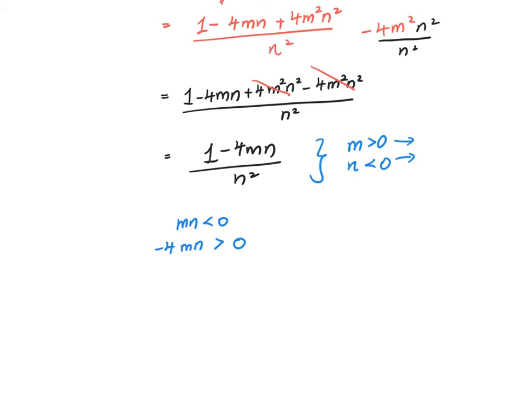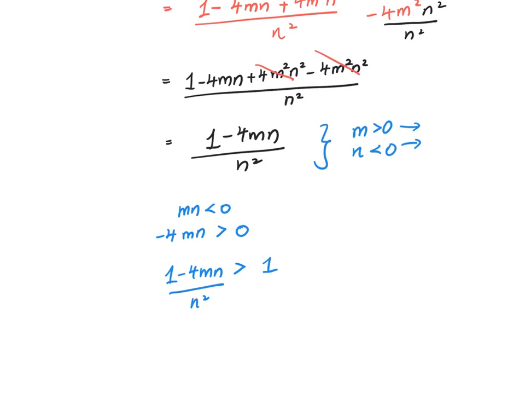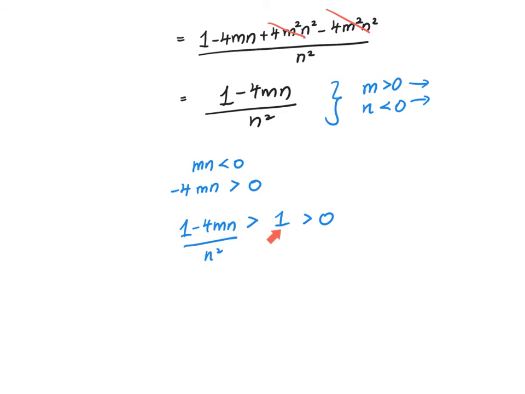Okay, so if I add 1 to both sides, 1 minus 4mn will definitely be more than 1 from the previous step, because m is positive, n is negative, the product of the two will be a negative number, I multiply by negative 4, that will give me a positive number. I add 1 to both sides, that will be even more, it will be greater than 1. Now if I were to divide by n squared, you can actually see that it will definitely be positive, because n squared is a positive number. So if it's greater than 1, it has to be greater than 0.